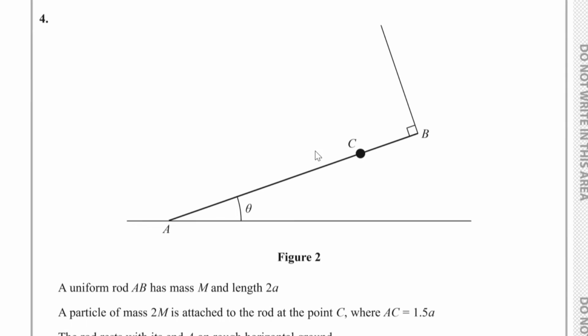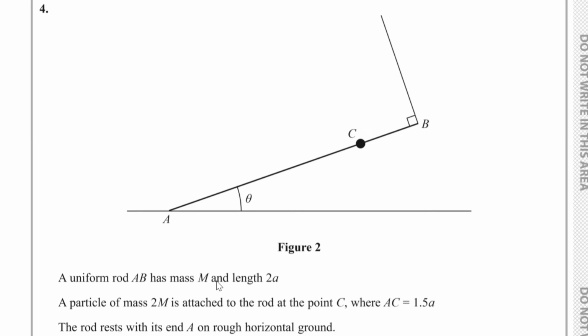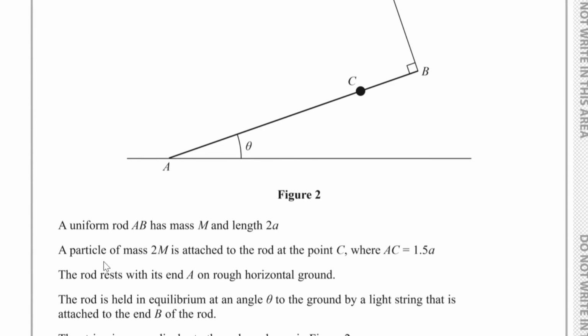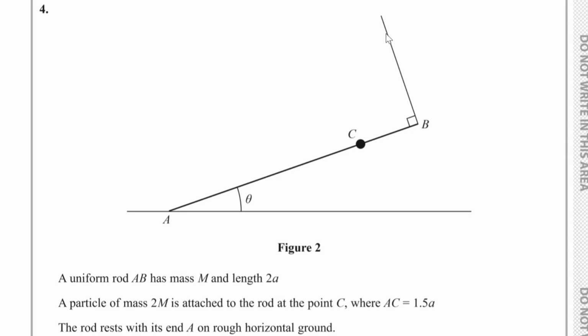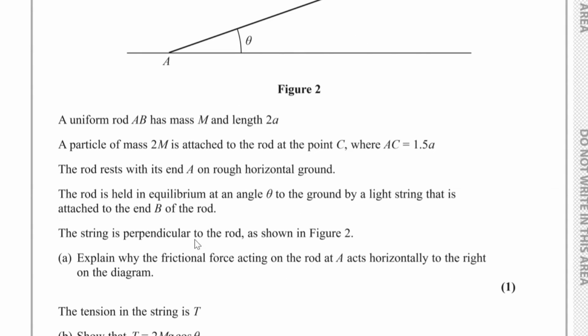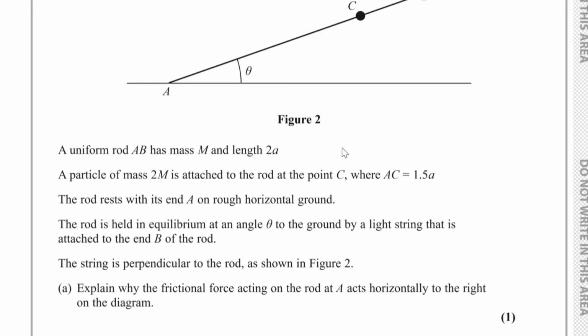Question number 4. A uniform rod AB has mass m and length 2a. A particle of mass 2m is attached to the rod at the point C, where AC is 1.5a. The rod rests with its end A on rough horizontal ground. The rod is held in equilibrium at an angle theta to the ground by a light string that is attached to the end B of the rod, and that's what we see here. The string is perpendicular to the rod as we see in figure 2.